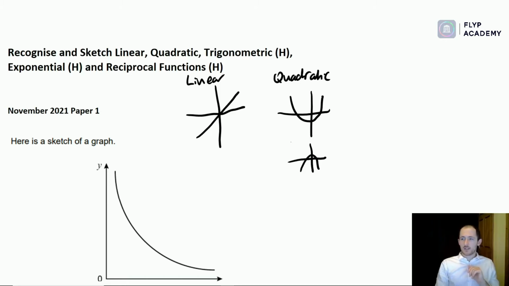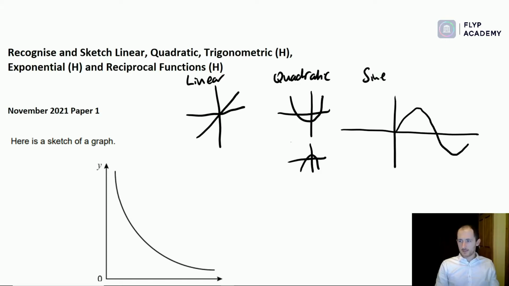Now the trig graphs, this is where students get a bit uncomfortable. So, we have three trig graphs: sine, cos and tan. Let's start with sine. Sine and cos tend to get confused. Sine starts at 0, goes up like this. And this is 90 degrees. That's 180. That's 270. So all you're doing is adding 90 degrees.